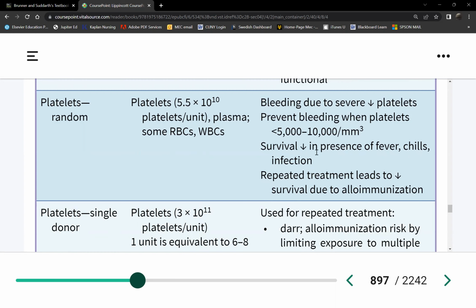149,000 and they only live 7 to 10 days, please put your phones away, or if you need to use your phone, please step out. Very distracting.